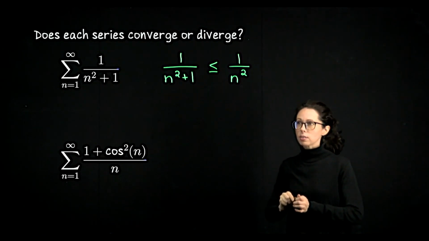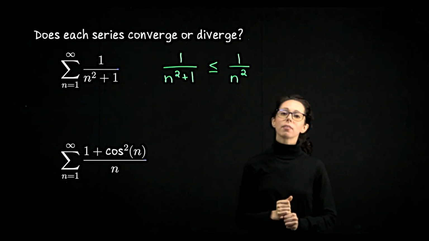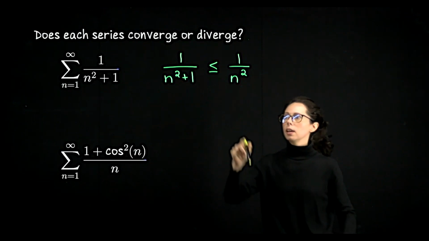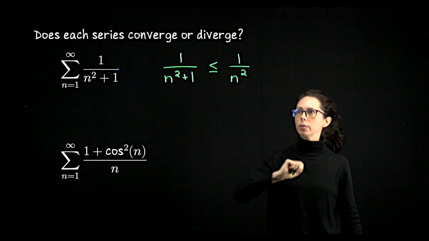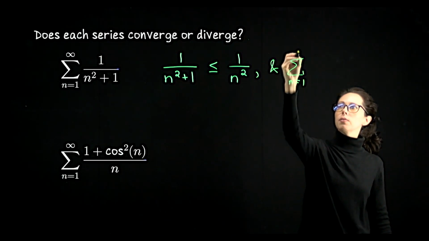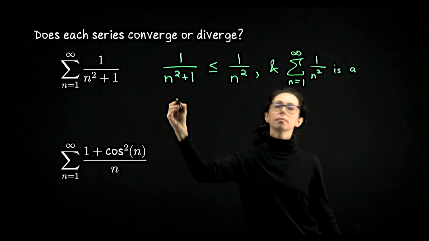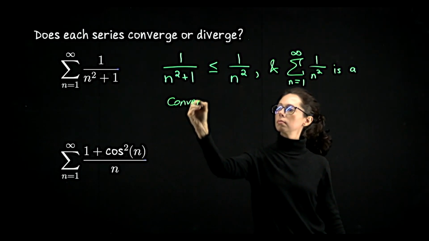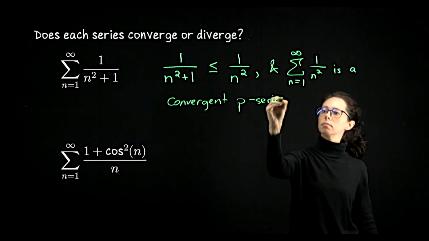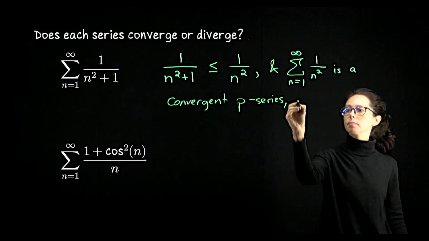So we're now saying that the terms 1 over n squared plus 1 are smaller than terms which form a convergent P series. So therefore, this series converges. So what I'm going to say is this is smaller than that, or less than or equal to that. And the series from n equals 1 to infinity, 1 over n squared, is a convergent P series. So the series that we have converges by comparison.